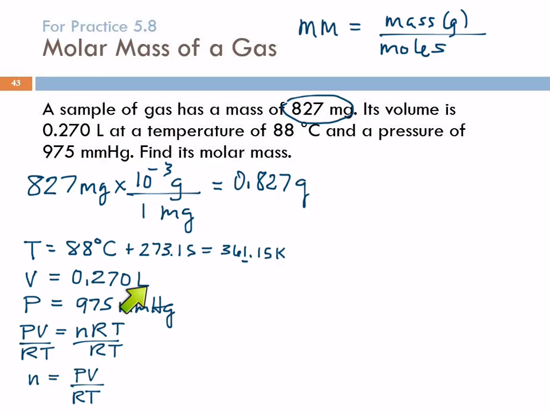And so we've got liters and we've got Kelvin, but this needs to be in atmospheres. So we need to convert that. The conversion there, and this is something you should have memorized, is 1 atmosphere over 760 millimeters of mercury. So 975 divided by 760 is 1.2829 atmospheres.